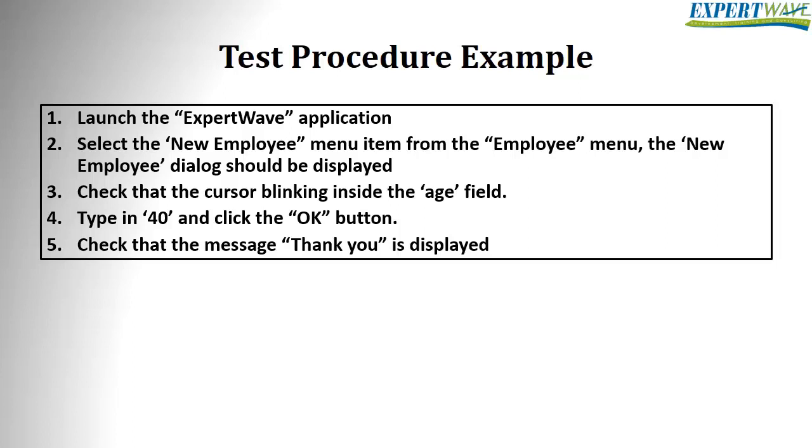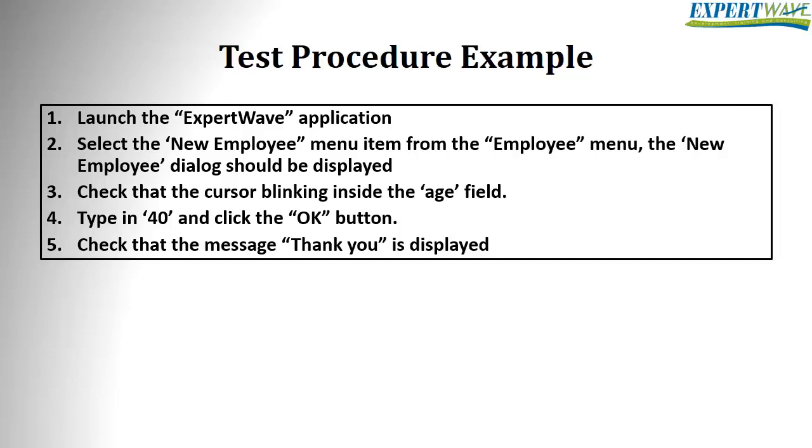Notice a few points in this test procedure. 1. It tested that the cursor is blinking in the age field, even though it's not mentioned in the requirement document. 2. The test procedure tested more than one test case, actually. It tested the existence of the menu item new employee under the employee menu. It tested the cursor is blinking, and it tested the number 40 is accepted in the age field.